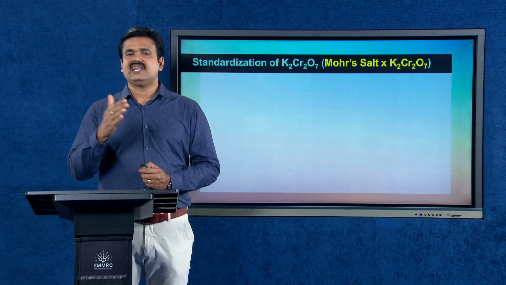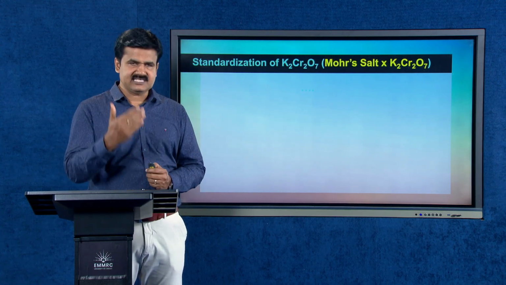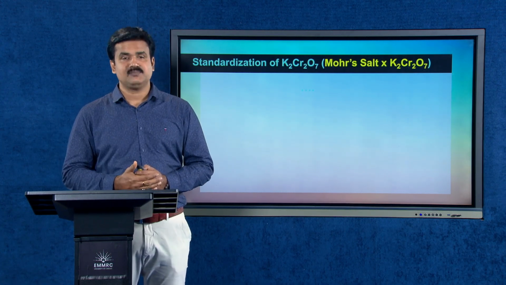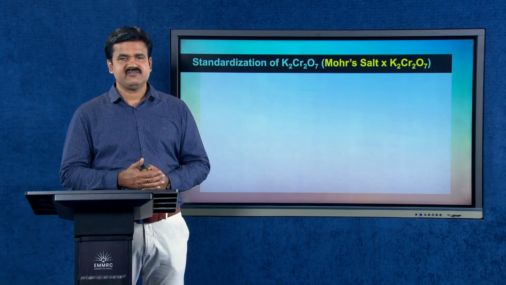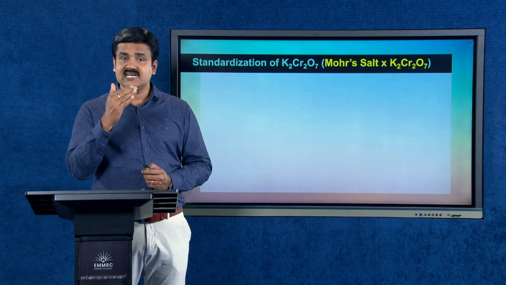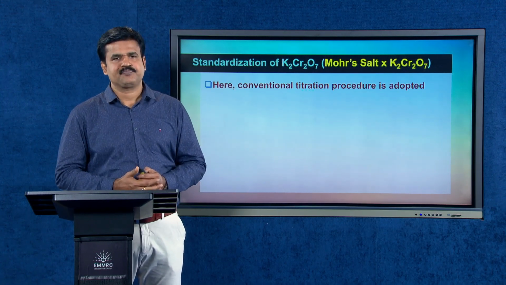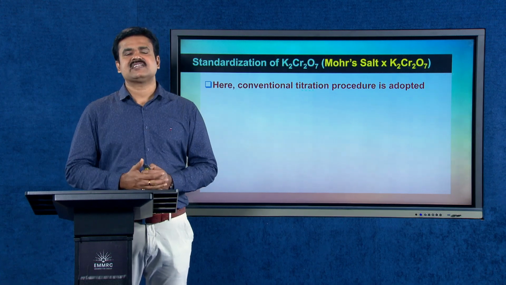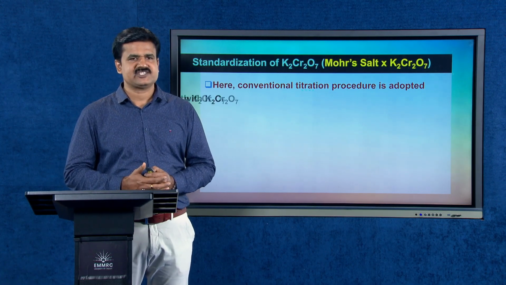The normality of the Mohr's salt solution is equal to weight per liter divided by equivalent weight. Now, we are entering into the procedure of the second part of the experiment, that is standardization of potassium dichromate. Remember, here we are performing a titration between the standard Mohr's salt solution and potassium dichromate. Here, the conventional titration procedure is adopted rather than the double burette method.